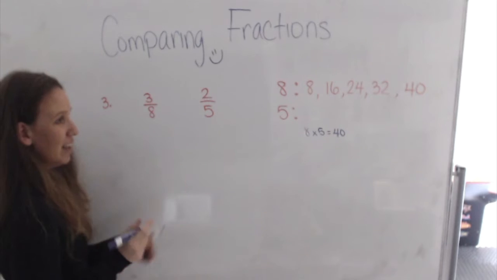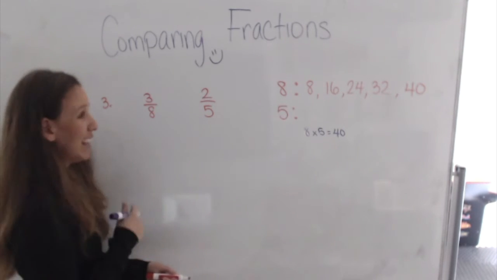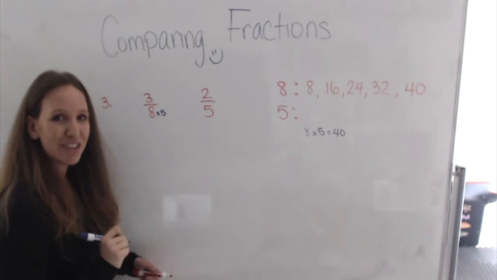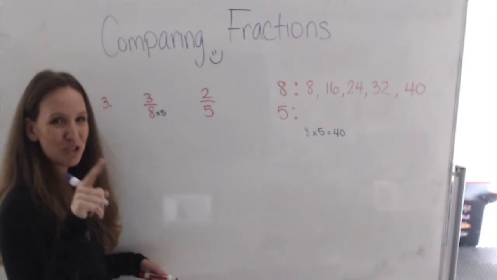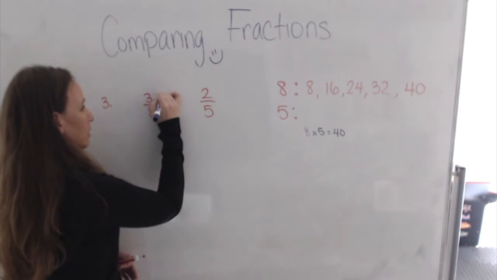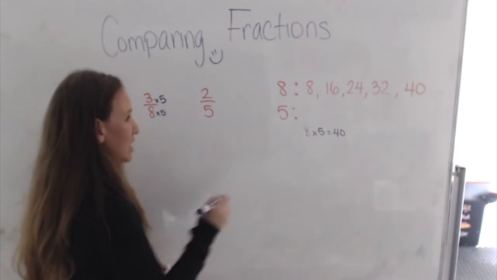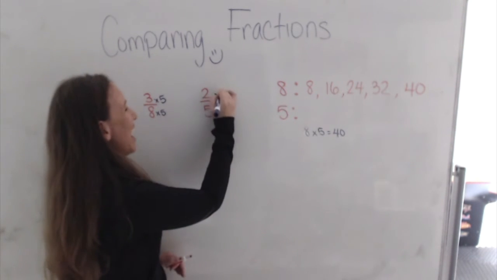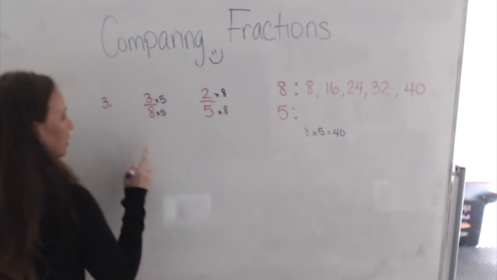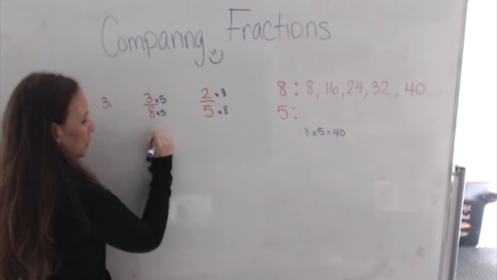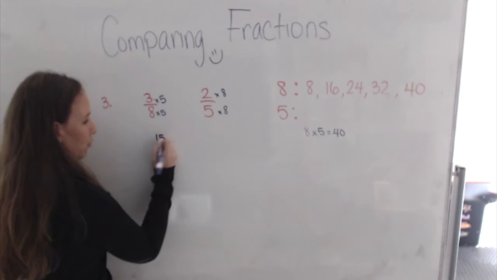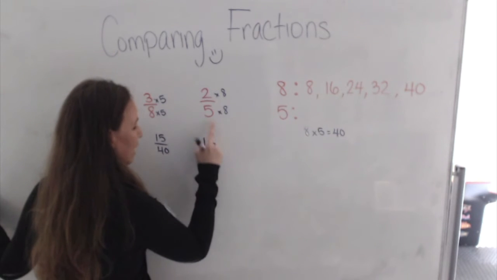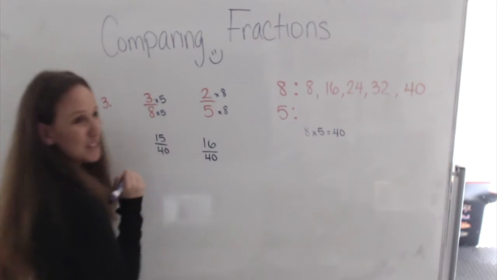So what do I have to do? How can I make 8 become 40? We just said times 5. And whatever I do to the denominator, I need to do to the numerator. Same thing on this side. 5 times 8 is 40. And whatever I do to the denominator, I need to do to the numerator. So we have 3 times 5 is 15. 8 times 5 is 40. 2 times 8 is 16. And 5 times 8 is 40.